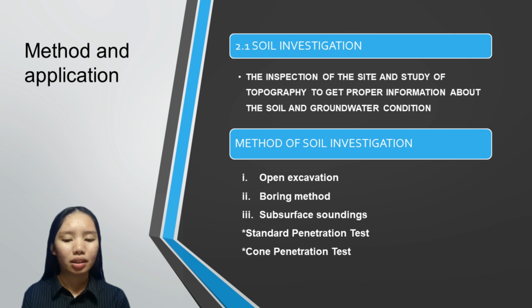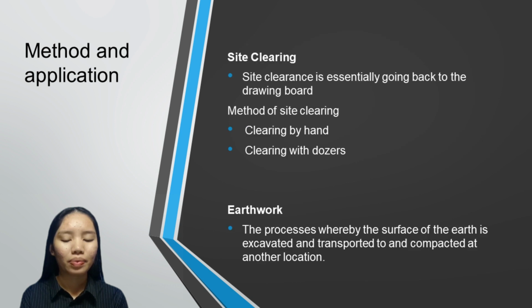Method and application. Soil investigation is the inspection of the site and study of topography to get proper information about the soil and groundwater condition. So the methods of soil investigation are first open excavation, second boring method, and subsurface sounding. The tests used in subsurface sounding are the standard penetration test and cone penetration test.